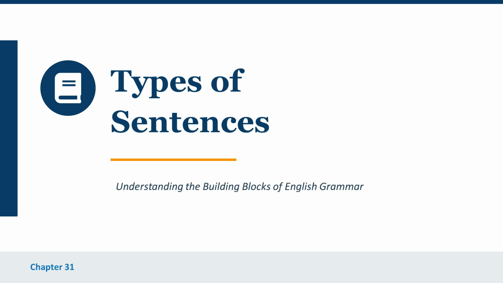Welcome to Chapter 31, Types of Sentences. In this lesson, we are going to explore how sentences are structured in English. Understanding the different types of sentences is essential for improving your writing and communication skills. We will look at 4 main types of sentences and learn how each one works, with clear examples along the way. So let us get started.